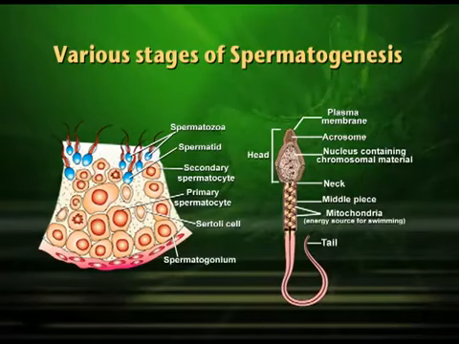Here you can see spermatogenesis going on. On the upper side you see spermatogonia, primary spermatocyte, secondary spermatocyte, spermatid, and then the sperm. On the right side you see sperm, head, middle piece and tail. Head is conical, the acrosome which helps in penetration. And this shows the penis transverse section.